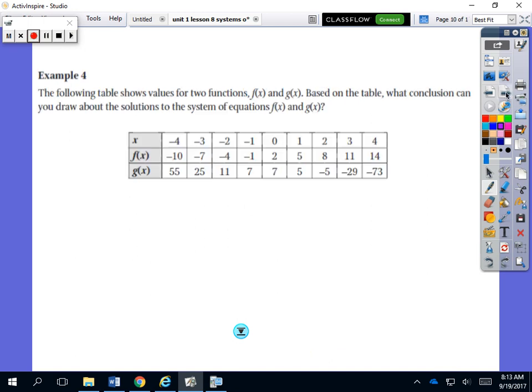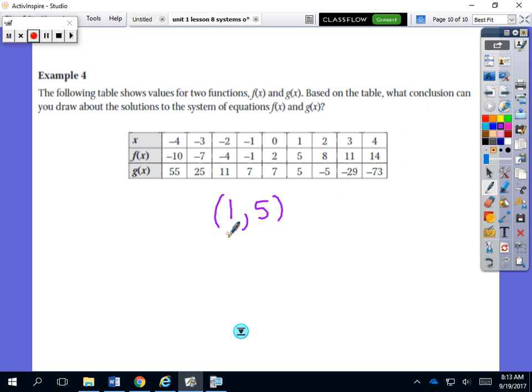Okay, and the last example, they give you the table. What conclusion can we draw? In other words, what are the solutions? From this table, can we say that this system has a solution or more than one? All you do is look at the y values. Where the y values match, it's a solution. So it looks like this is the only solution. So the x value is 1, the y value is 5.